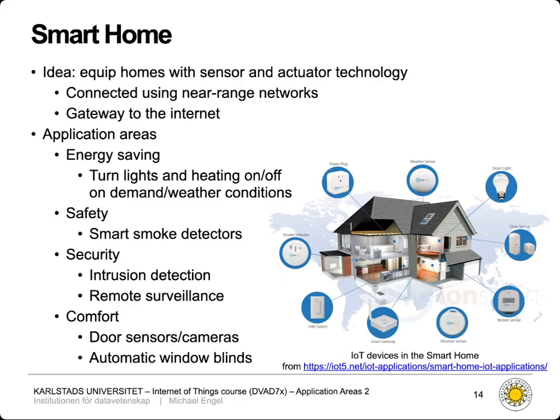So we have near range networks. These can be Wi-Fi networks, but these can also be specialized near range technologies. And we'll take a look at a number of them in the next part of this course. Something like Zigbee, for example. And of course, you usually want a gateway to the internet. So when you're not at home, you can control the functionalities. You can check what's going on in your home when nobody's there.